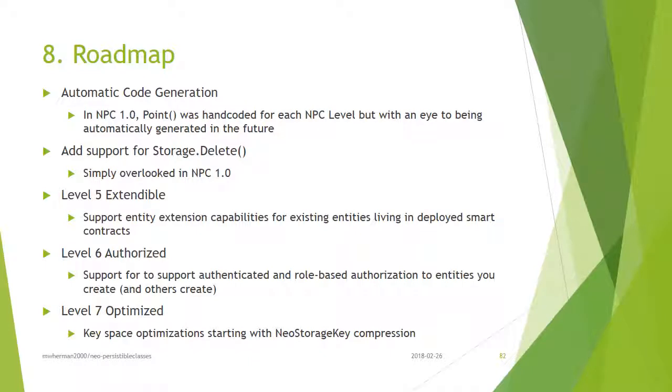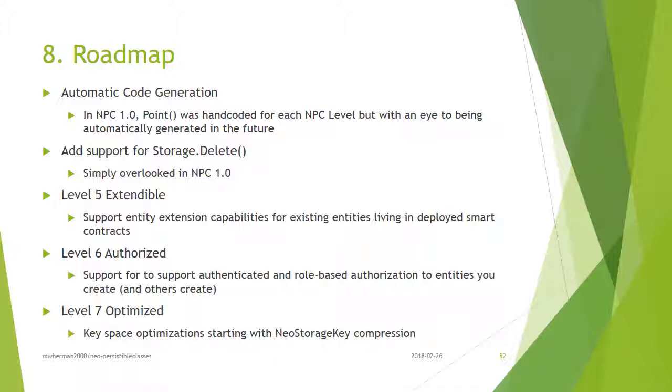There's the level 5 extendable, but the ability to support entity extension capabilities for existing entities living in a deployed smart contract. So let's say we deployed that point NPC Persistable class. It has X and Y. Well, let's say you wanted to add a Z. How would you do that? We've got a really slick way of doing that in the extendable level.